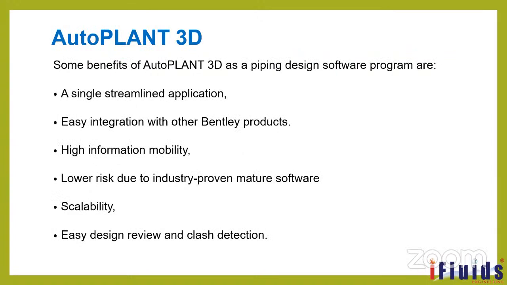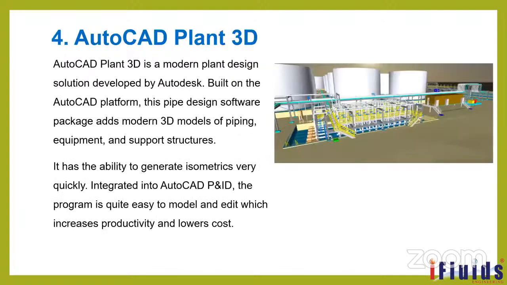What are the benefits of Autoplant 3D? It is a single streamline application. A single stream application means that if we start to draw the piping layout in this 3D software, we can extract the isometric from it. There is also easy integration with other Bentley products, since it is a Bentley product, so whatever advantages we get from those we can integrate. Highly informative, scalability, where every software has scalability, is not an issue. These are some of the main features of this software.